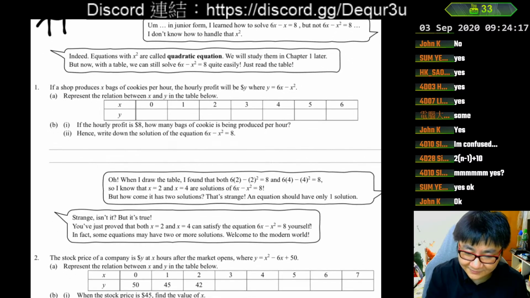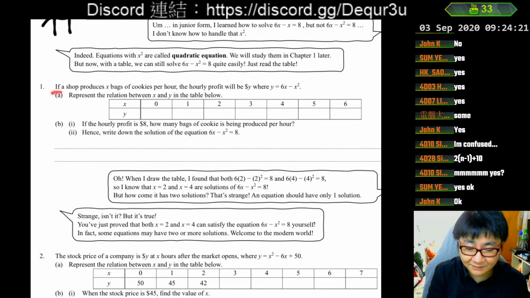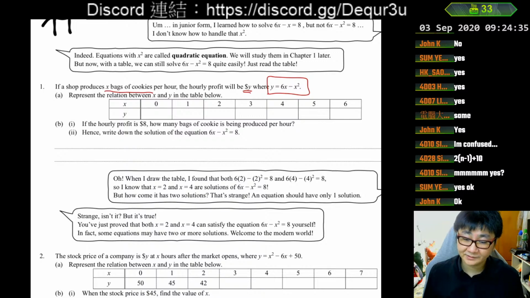Let's try to have some words to make the situation more interesting. If a shop produces x bags of cookies every hour, and the hourly profit will be y dollars, and the equation is given here: y equal to 6x minus x squared. Now we try to fill the table. So we don't take too much time here. I see the time is about 10 minutes left. Therefore, we got to be fast.